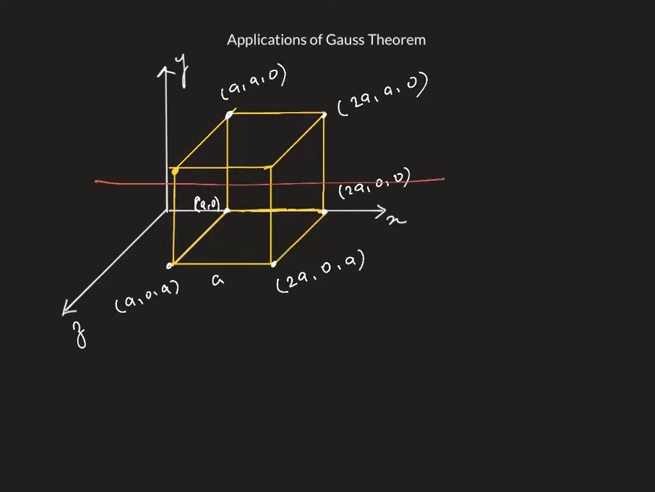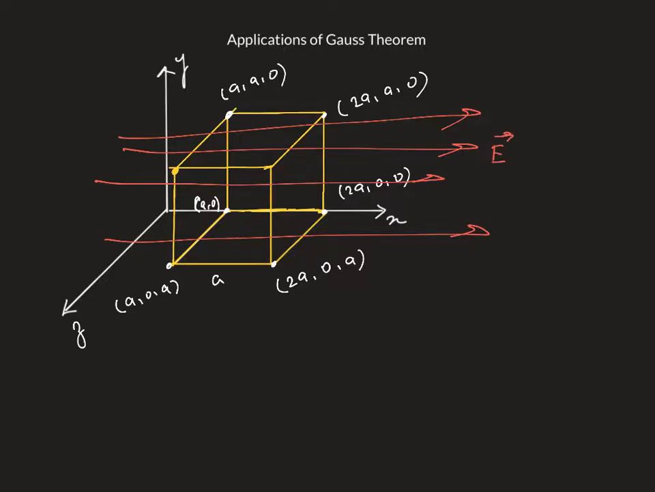The field lines in this region are parallel to x-axis, and the field in this region is given as E equals Cx i cap. What is C? C is a positive constant. What is x? The x coordinate. And i cap represents that E is along the positive x-axis.